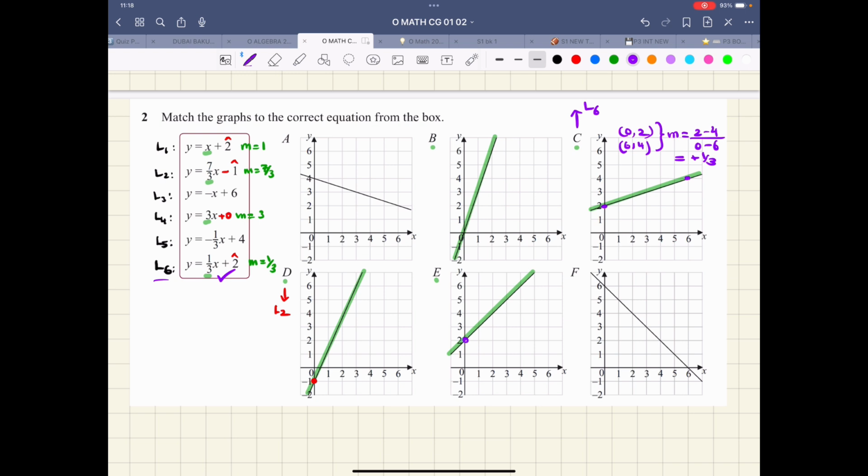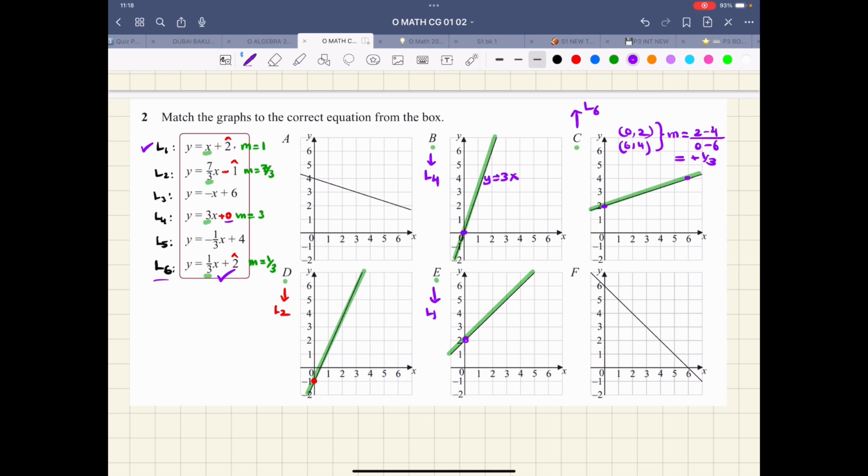Now this also has a positive 2 y-intercept. So therefore this is line 1 over here. And the last line, which has a positive slope and it passes through the origin, that has to be this one, which is part B, and this is line 4, which is y is equals to 3x.